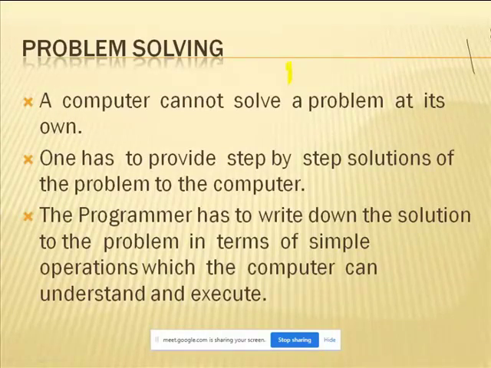So next, one has to provide the step-by-step solution of the problem to the computer. Why am I telling you the step-by-step procedure? Because first I am giving only the operator plus, and the computer will get confused about what to do with this operator plus. First we need to send the instructions to the computer in a sequential manner.